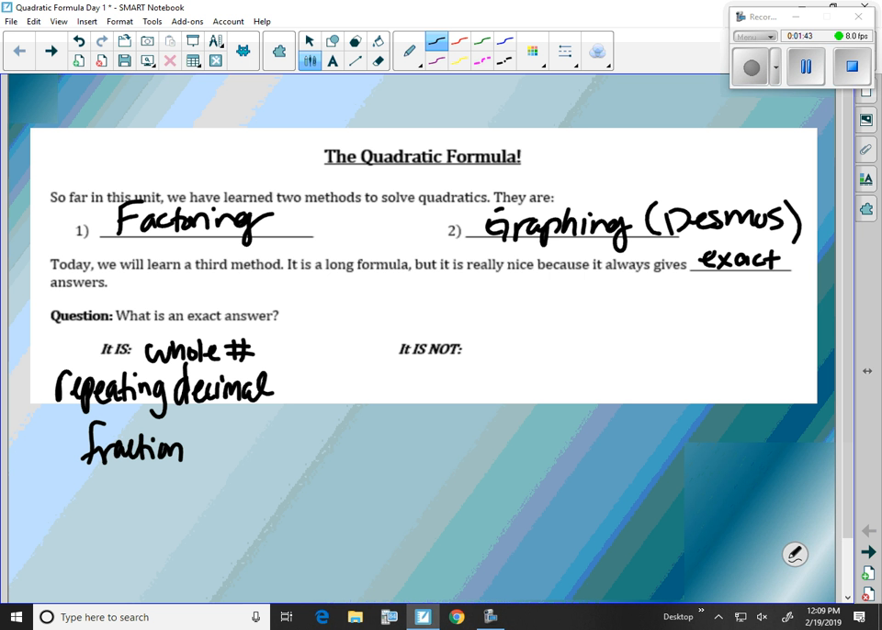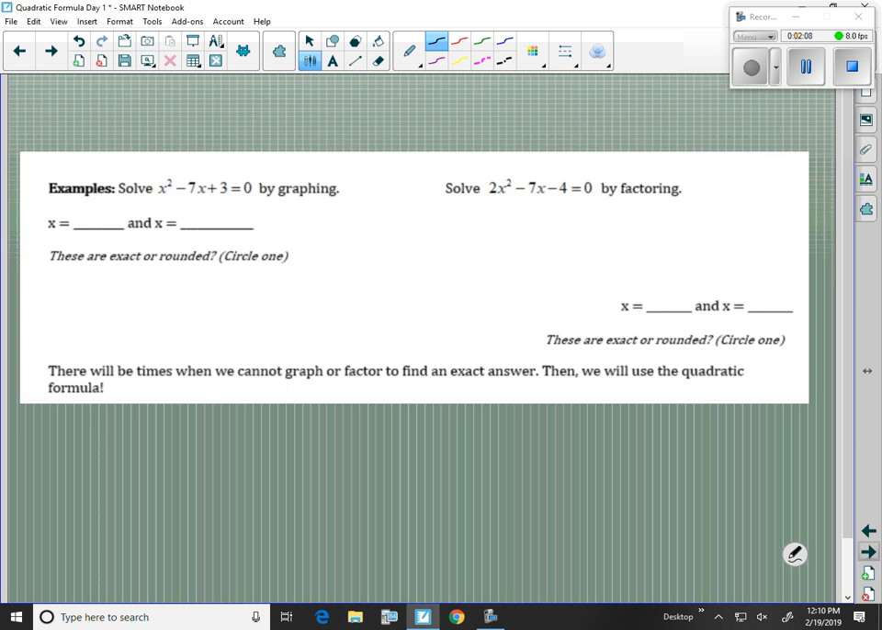Okay, what it is not is anything that is rounded. A rounded decimal. It's not a rounded decimal. So anything that is exact is not going to be a rounded decimal. A whole number, a fraction, a repeating decimal, those are fine. But it's not going to be rounded.